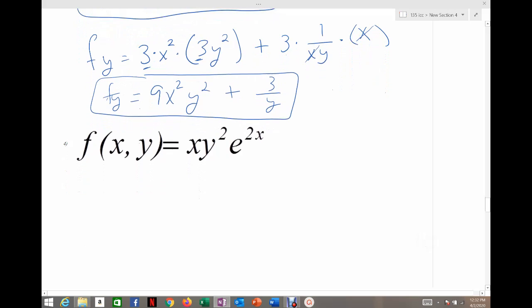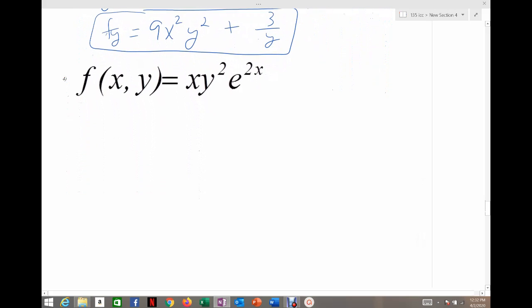Alright, next one. So again, a little more complicated function. I've got x times y squared times e to the 2x. Alright, so I've got an e term and a 2x, so chain rule on that. When I take the derivative with respect to x, it's the more complicated one because there are two x parts. There's this x out front, and then there's this e raised to the 2x.